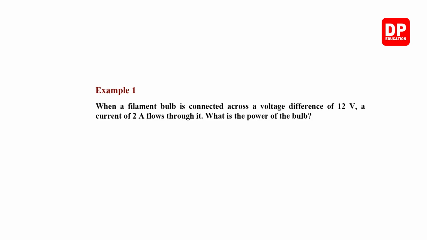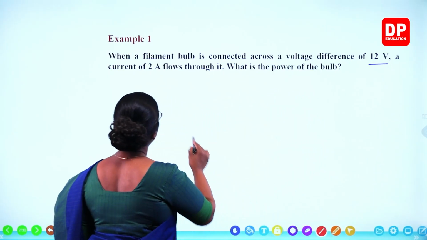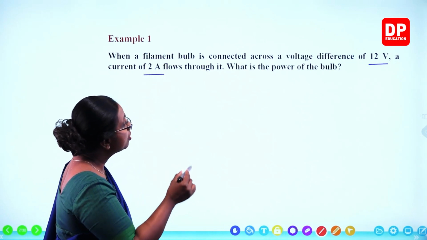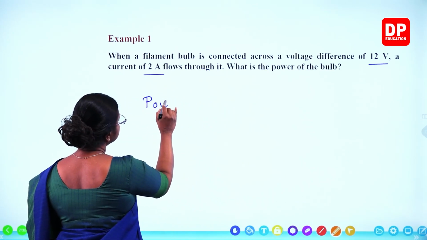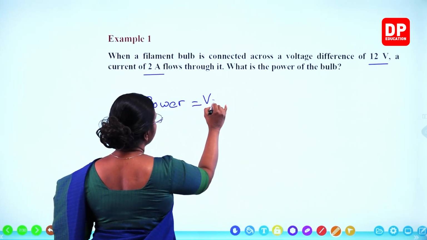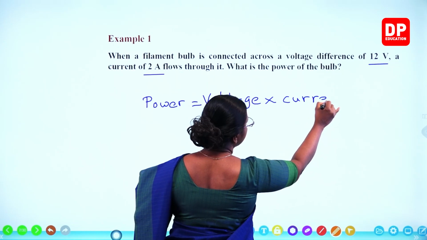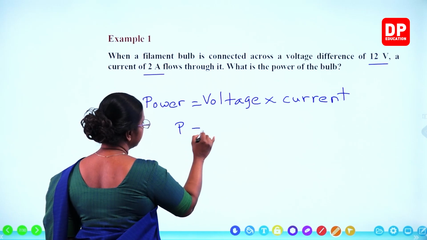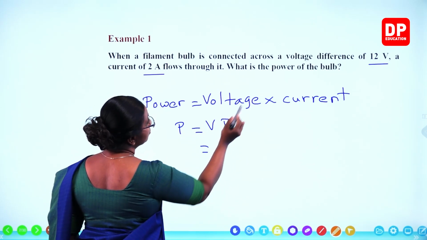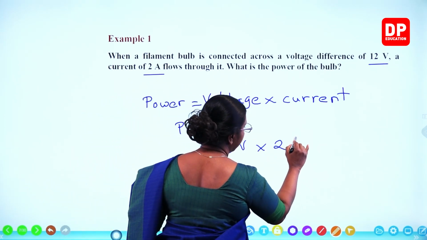Example 1. When a filament bulb is connected across a voltage difference of 12 volts, a current of 2 amperes flows through it. What is the power of the bulb? So, here power equals voltage into current. Now, I am writing the full equation so that you can remember it. You can use the symbols. P equals VI. So, what is the voltage? 12 volts and current 2 amperes.